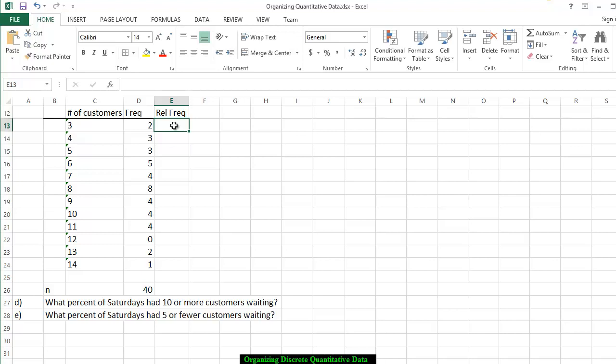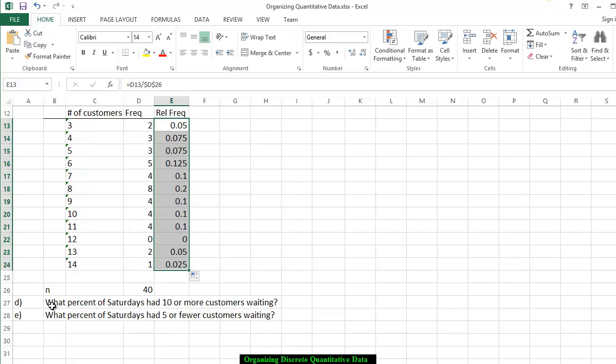Now we want to calculate the relative frequency, and remember that is the frequency per category divided by the sample size. So we have 2 divided by the 40, and because 40 is the divisor for all of the numbers, we want to make that a fixed cell. And again, once we have that information, 5% of the time, we can scroll down because we copied that formula and we have that information.